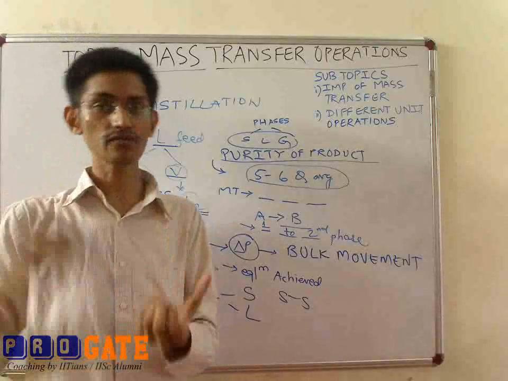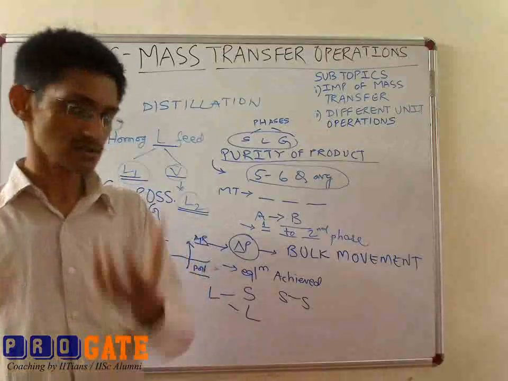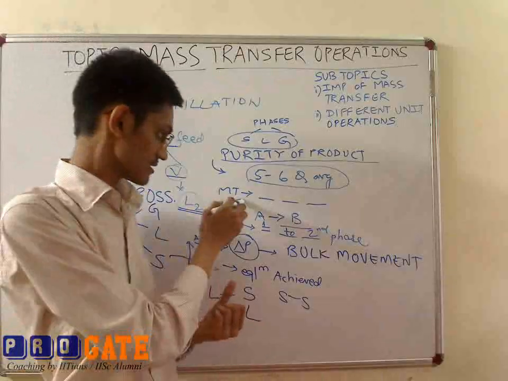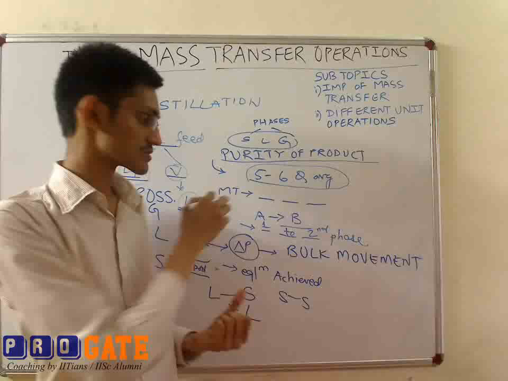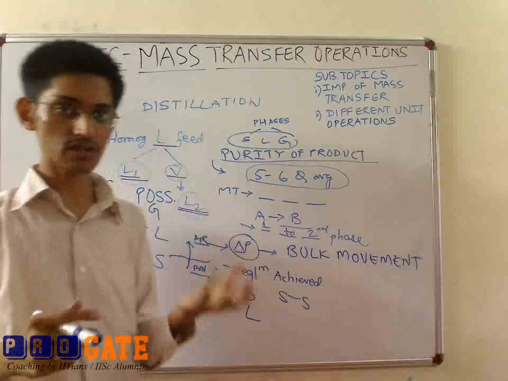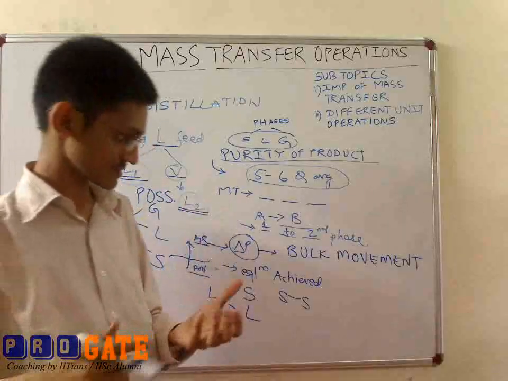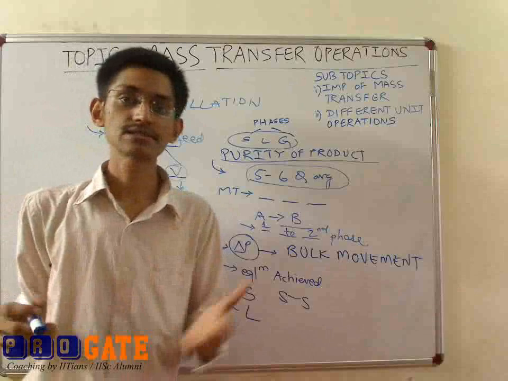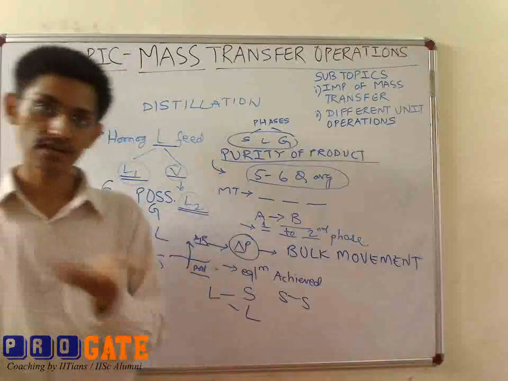We have product along with the co-products or the byproducts. So the purity of the product as required can be achieved only through mass transfer of one of the components from one phase to the other phase. Now in that mass transfer we will be having bulk movement and diffusive movement.